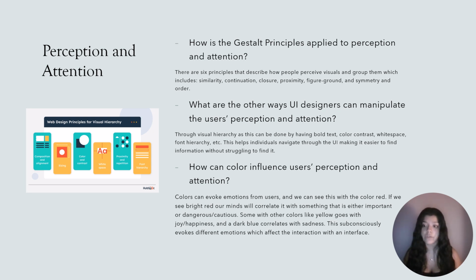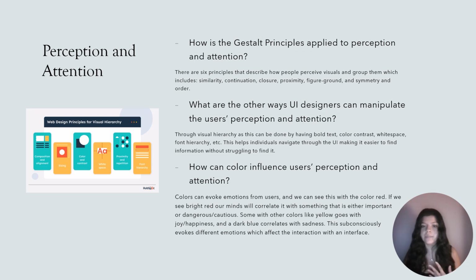Now, how can color influence users' perception and attention? Colors evoke emotions for everyone, subconsciously at least. We can see this with the color red. If we see a bright red, our minds will correlate it with something extremely important or something that we need to be cautious about as it can potentially be dangerous. And this is also applied with some other colors as well.